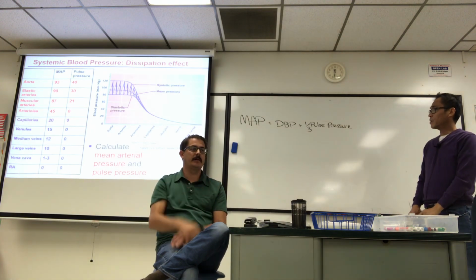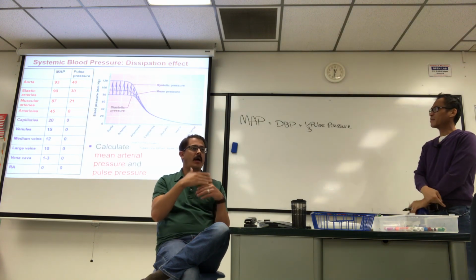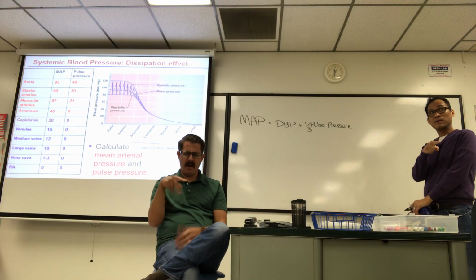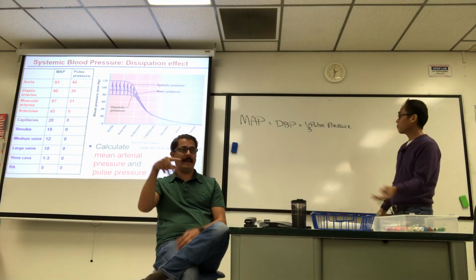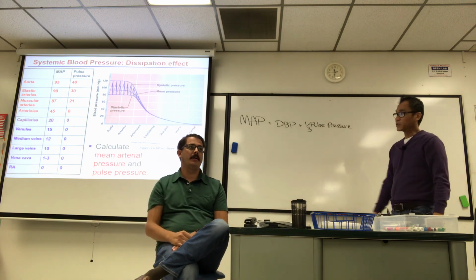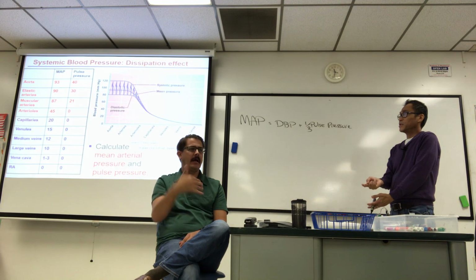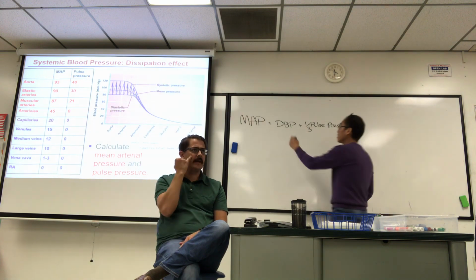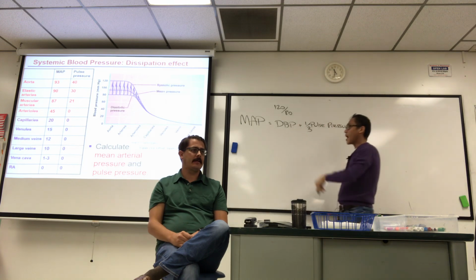What's DBP? Diastolic blood pressure. What's MAP? Why did I write MAP? Mean arterial pressure. So, if you have to write it out. But we're just taking an average. You say, I know how to take the mean. Isn't it just 100 if it's 120 over 80? If it's just by math, yes.